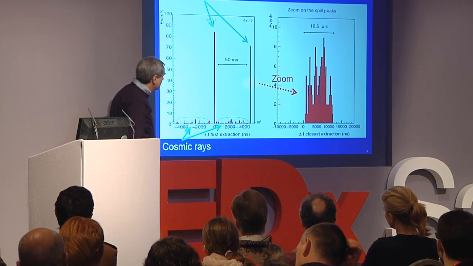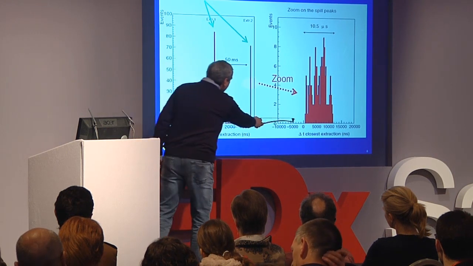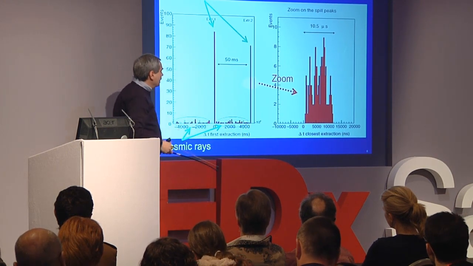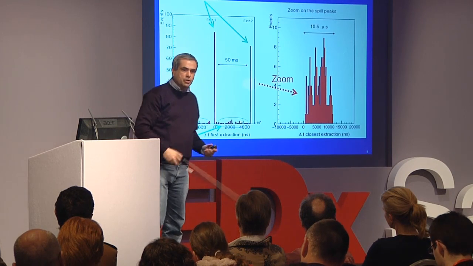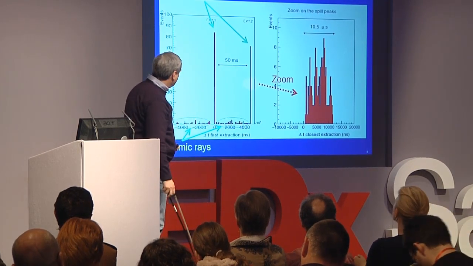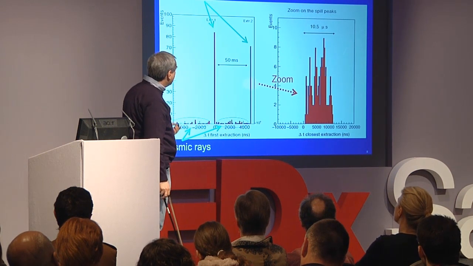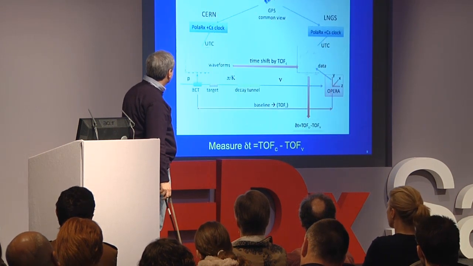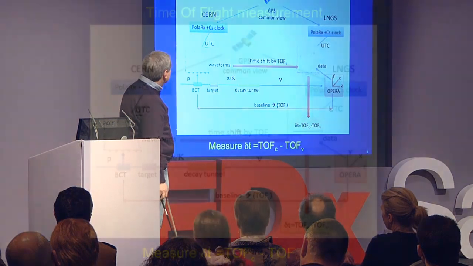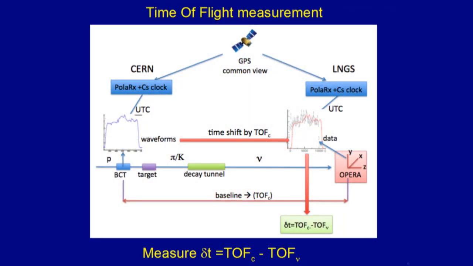These are the neutrinos. And if we zoom, we can see a distribution which is very similar to what I showed you before at CERN concerning the protons. So the neutrinos have a similar time distribution as the protons. So here I show you the principle of our measurement. We want to measure the time of flight of neutrinos.